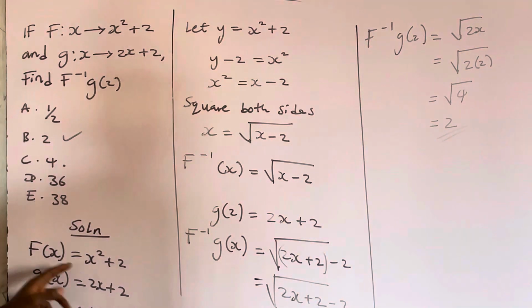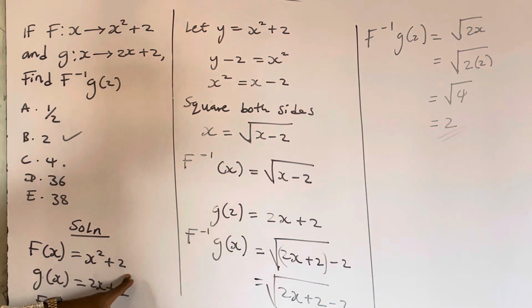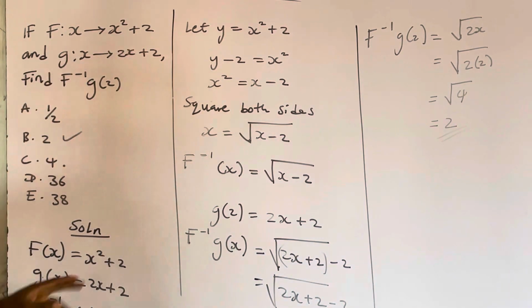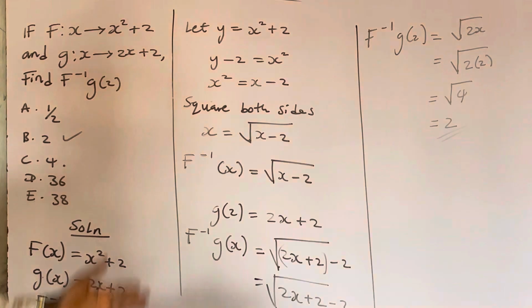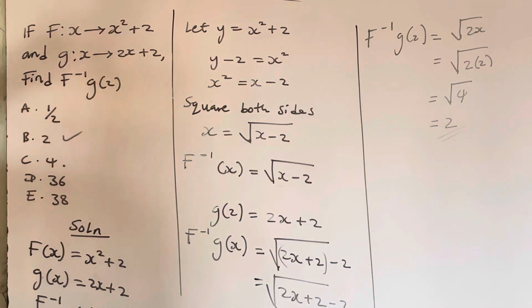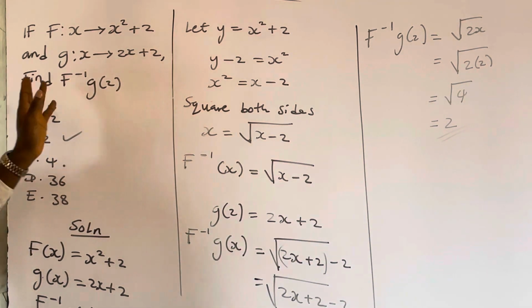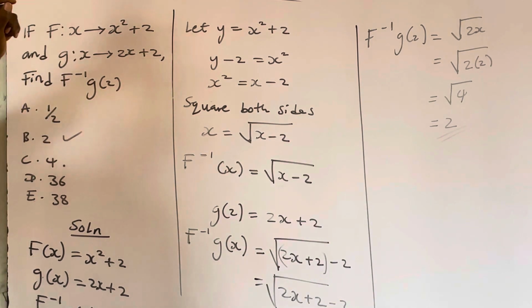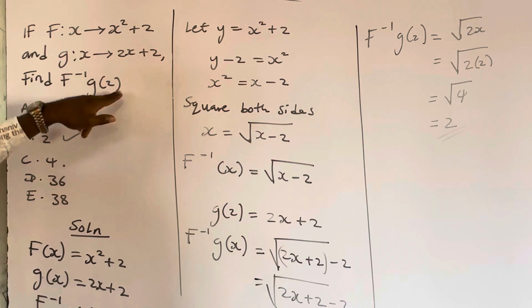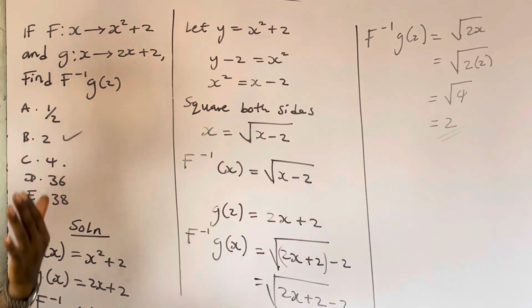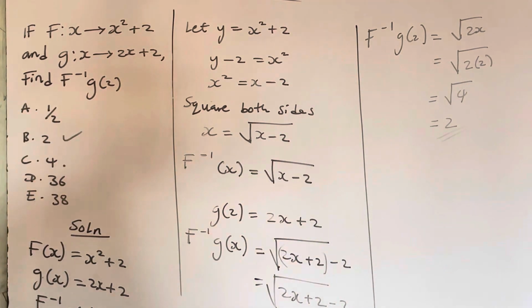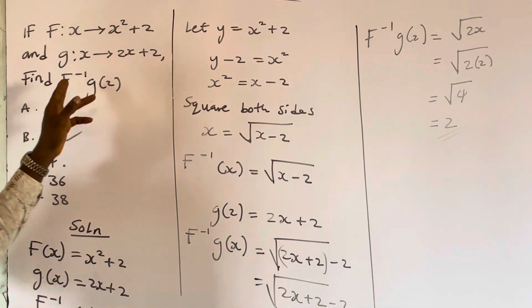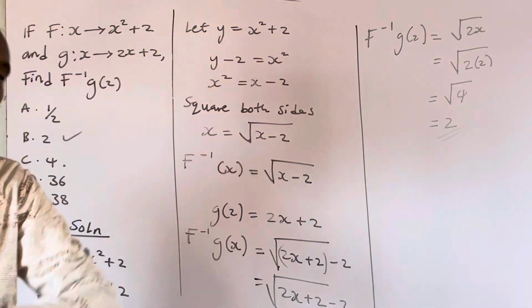Let me quickly run a recap on this in case you don't understand. I said f of x is x squared plus 2 according to the question. g of x is 2x plus 2 according to the question. But we are asked to find f inverse of g of 2. But there's no way you're going to find f inverse of g of 2 if you don't first of all find f inverse of g of x.